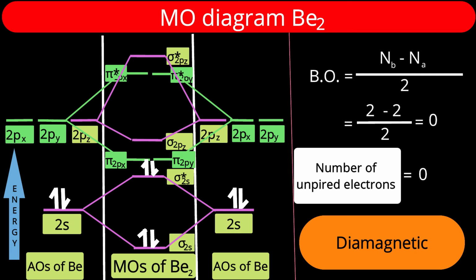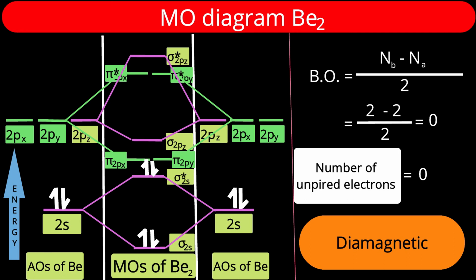What is the bond order for this beryllium molecule? What is the formula for bond order? The number of electrons in bonding orbitals minus the number of electrons in antibonding orbitals, divided by 2. A pair of electrons in bonding orbitals helps establish one bond, and a pair of electrons in antibonding orbitals opposes the formation of one bond. That is the meaning of this formula.